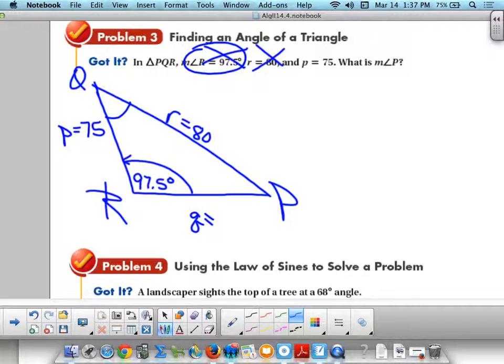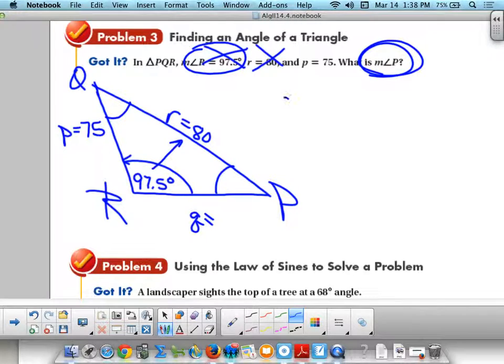What is it they want? They want angle P. For you to use Law of Sines, you have to know an angle and the opposite side. Which one do you know? R. Okay, so you know this and this.